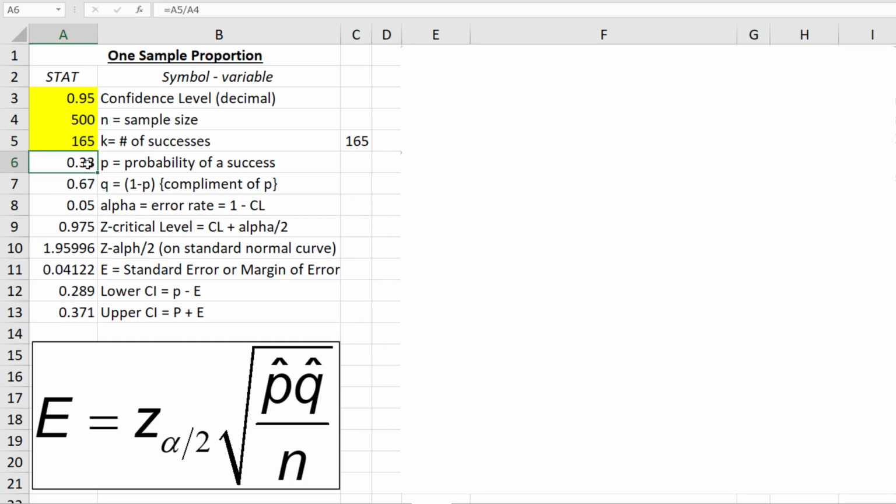You'll see that my P is 33 like it said it was, and then everything changed, right? Here is my new Z to only be 95% confident. It's basically 1.96. Here's my new margin of error of only 4%, and here's my new confidence interval of basically 28.9 to 37.1. So that's the nice part about using Excel, is we can do multiple questions much quicker, because all we have to do is change the stuff in yellow and then everything else changes for us. Okay, hope that helps.